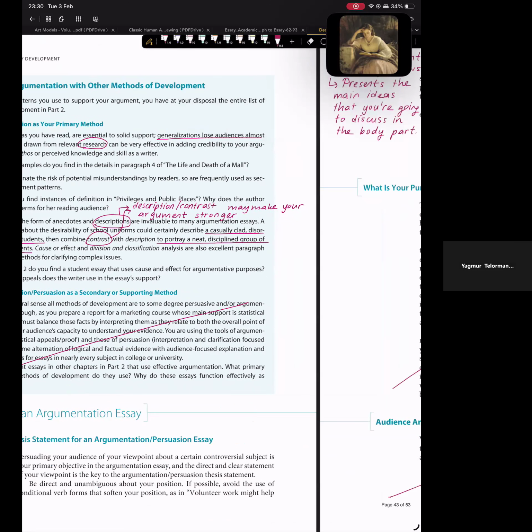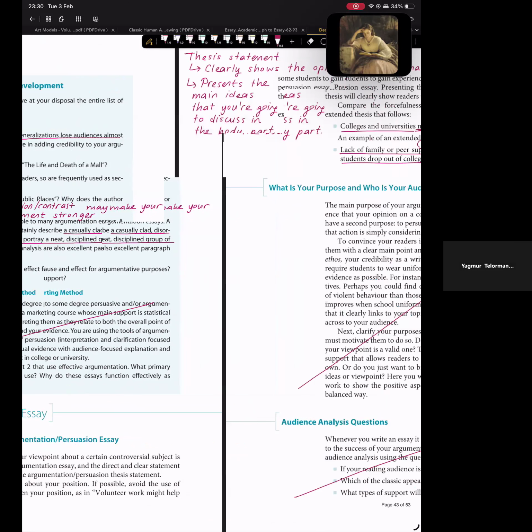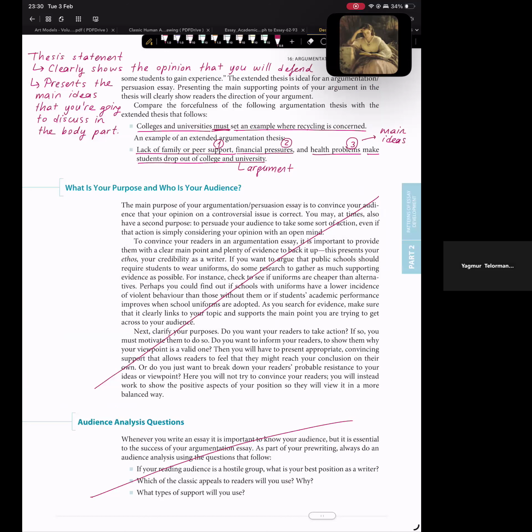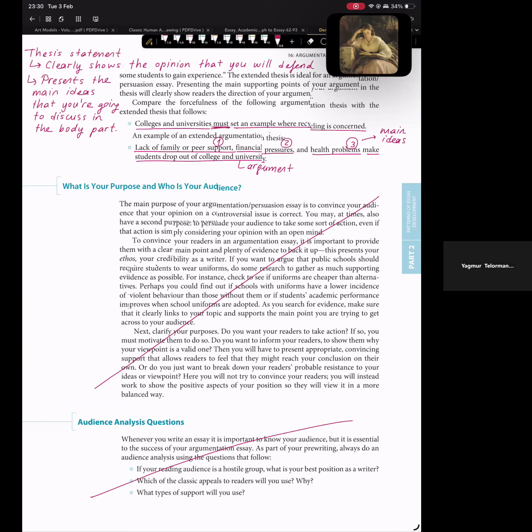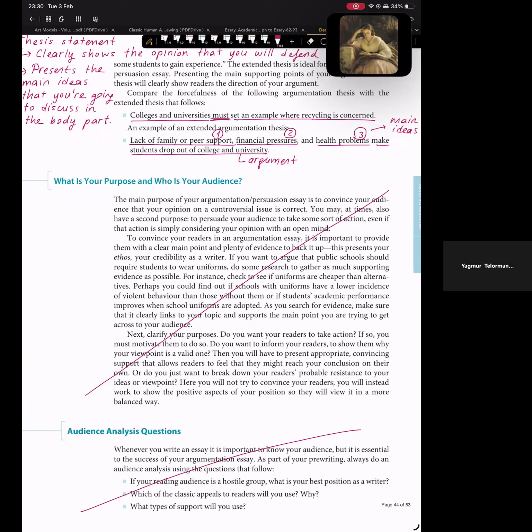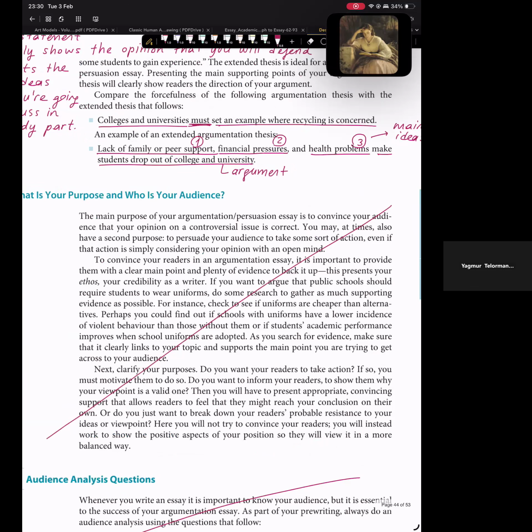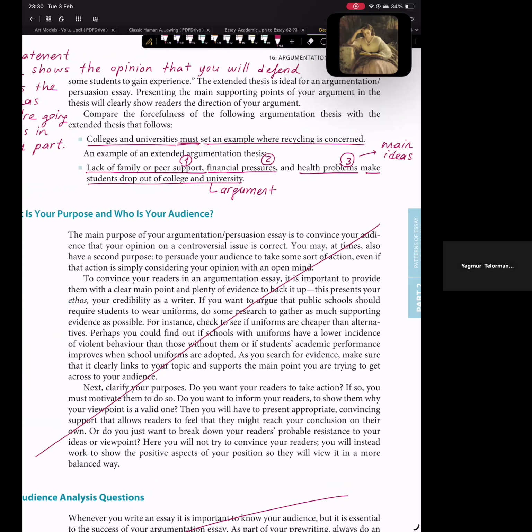Okay, and your thesis statement, as I already told you, should clearly show the opinion that you will defend and present the main ideas that you're going to discuss in the body part. Here are two examples of a thesis statement. The first one: colleges and universities must set an example where recycling is concerned.